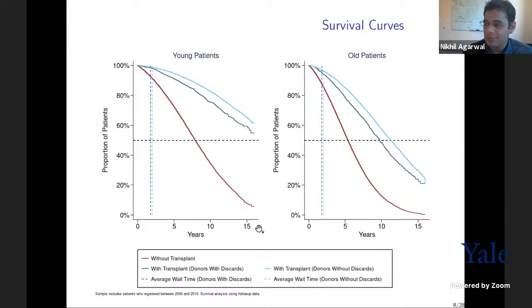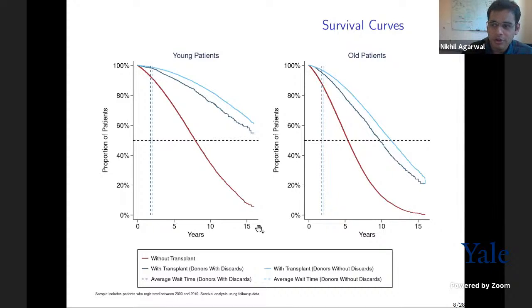Third, the choices seem to be potentially correlated with outcomes. The darker blue line is below the light blue line. So that is indicative of choice being important. And finally, if you look at the blue vertical lines, that's waiting time. So the waiting time is about 2.5 years or so. And the waiting time is lower for a kidney that had some discard, which makes sense because those kidneys are not as desirable.